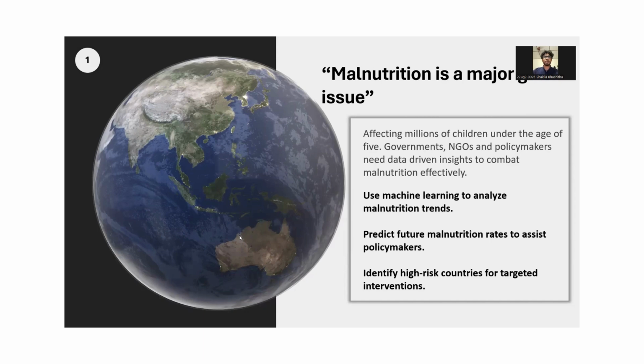Second, we wanted to identify high-risk countries, the ones that are struggling the most with malnutrition. By doing this, organizations can prioritize aid efforts and focus on the most vulnerable regions. To achieve these objectives, we applied two machine learning models: a regression model to predict future trends and a clustering model to group countries based on risk level. By the end of this presentation, you will see how our models provide actionable insights that could help fight malnutrition worldwide.